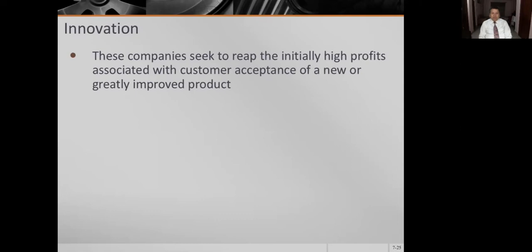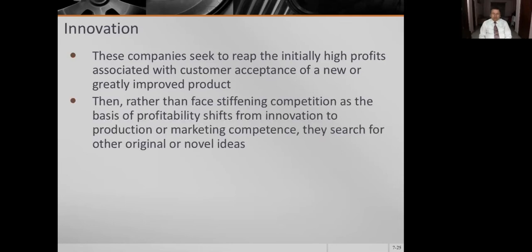These companies seek to reap the initial high profit associated with the customer acceptance of a new or greatly improved product, because there is a time window in which you can capture profitability when there is no competition, created by your IPR or first mover advantage or your innovation. So that is like a head start of 1 or 2 or even 3 years. Then, rather than face stiffening competition as the basis of profitability shifts from innovation to production or marketing competence, it starts again for other original or novel ideas.